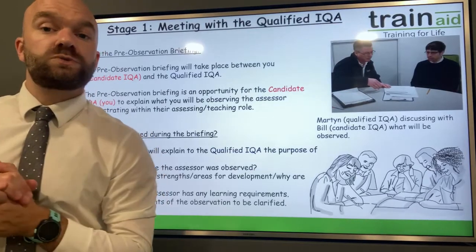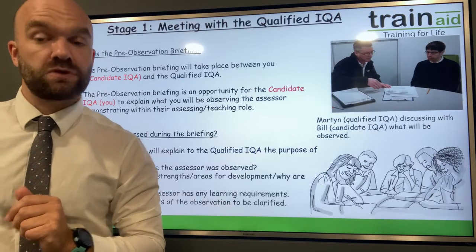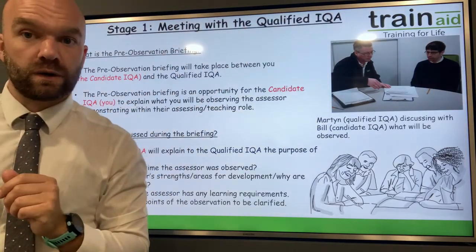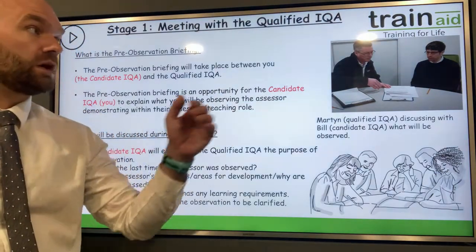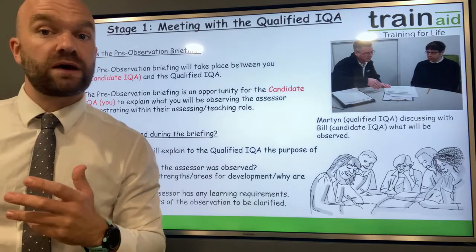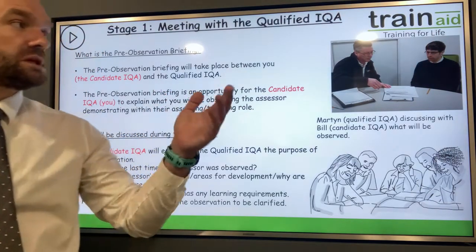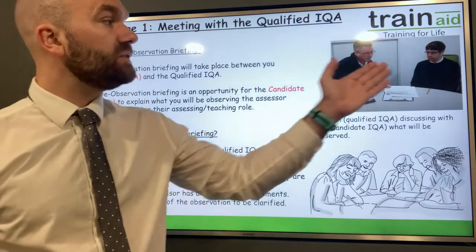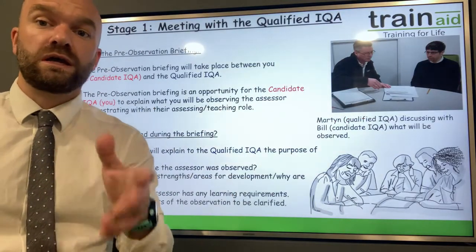We are now going to be looking at stage 1 in the IQA observation. So stage 1 is the meeting with the qualified IQA. This is an opportunity for you to sit down with the qualified IQA to have a chat about the upcoming observation, okay? As we can see in the picture here, we have the qualified IQA, Martin, briefing the candidate IQA. So the candidate IQA, as we know, is yourself.